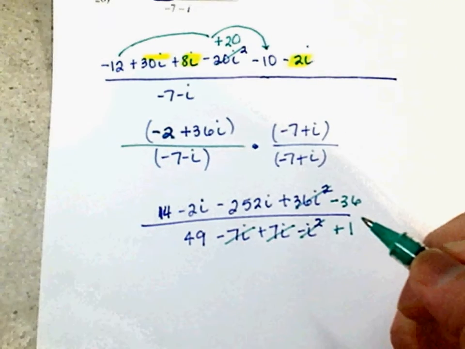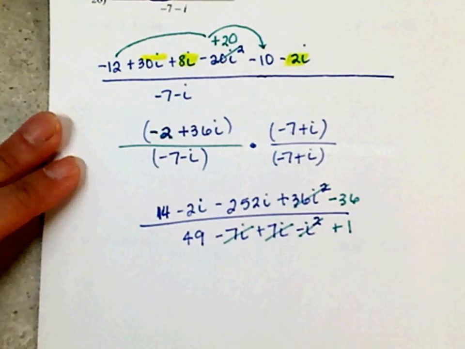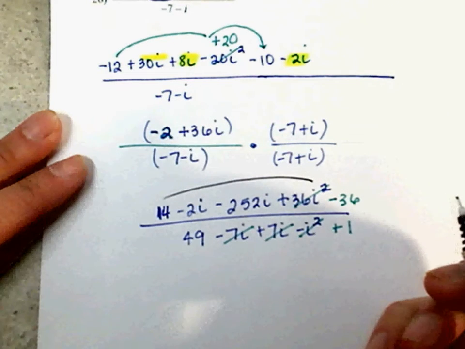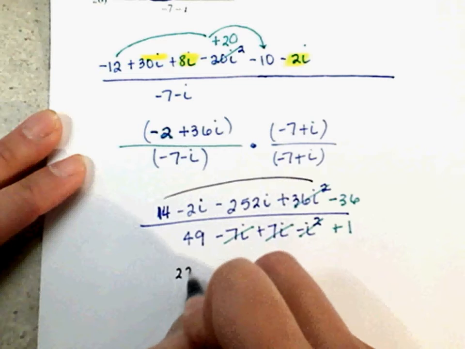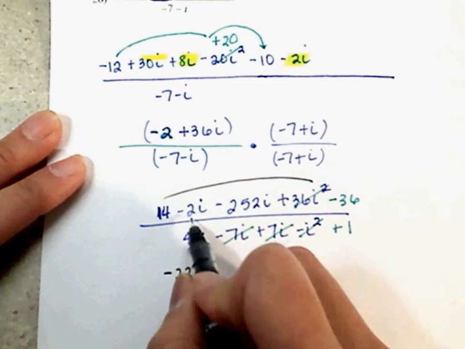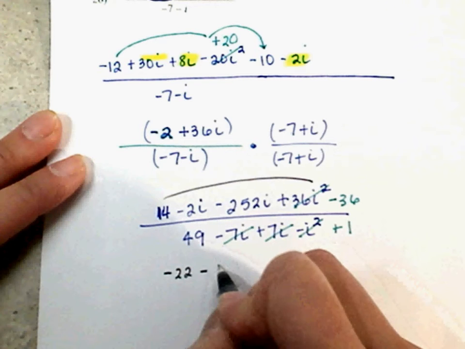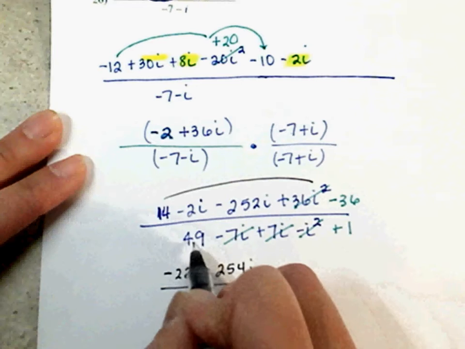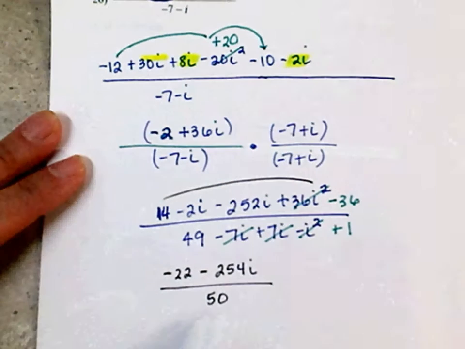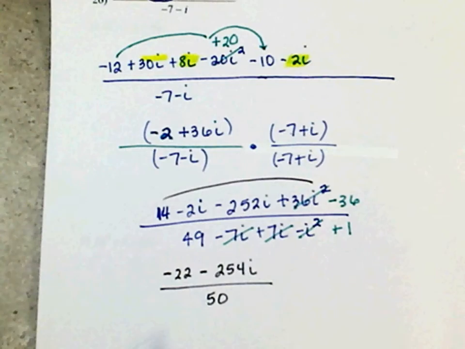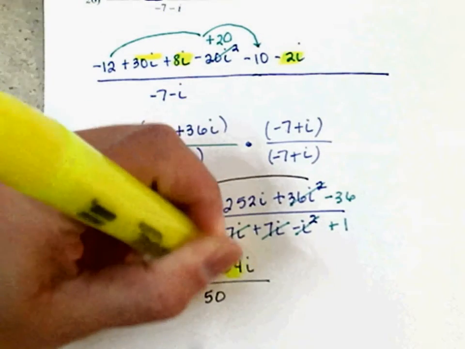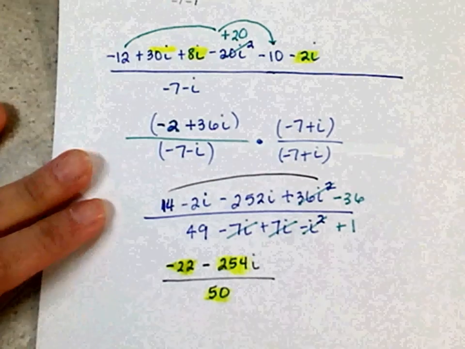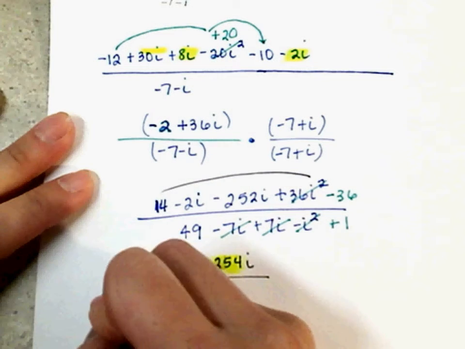Everyone good? Okay, let's combine some like terms. 14 minus 36. What's 14 minus 36? Negative 22. What is negative 2i minus 252i? Negative 254i. All of it over 49 plus 1, which is 50. Look at your three numbers, all three of them. Anything that I can simplify those by? What number? 2? So we're going to divide it by 2.